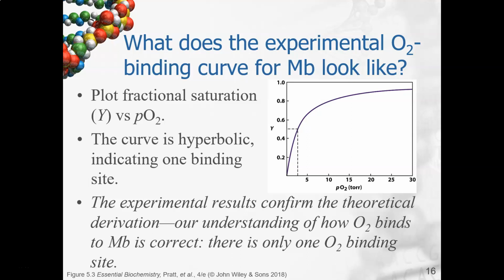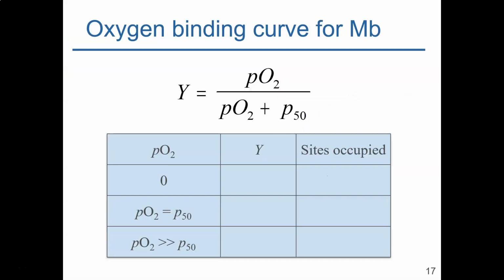But you see it's also the curve that we get when we derive the equation, assuming we have a single binding site. So when the experimental and the theoretical match, that means the experimental results confirm the theoretical derivation. Our understanding of how oxygen binds to myoglobin is correct. There's only one oxygen binding site.